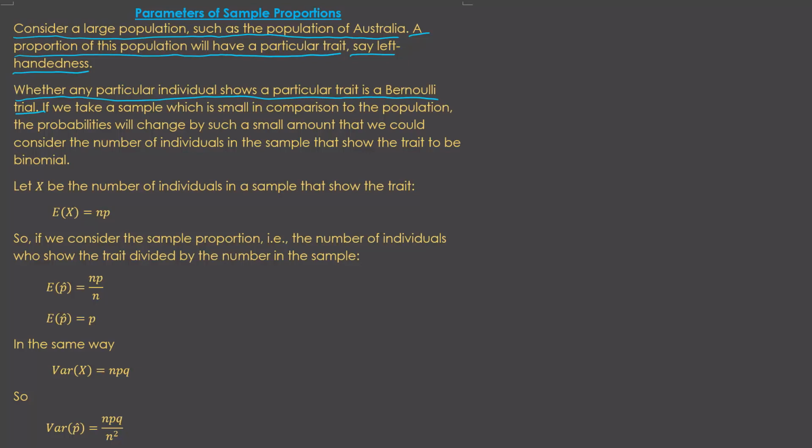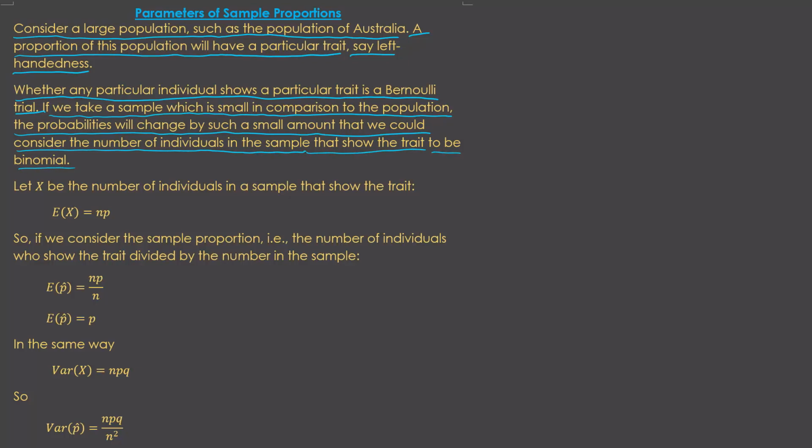People are either left or right-handed, and yes, some people are ambidextrous, but even so, they would have a preferred hand. If we take a sample which is small in comparison to the population, the probabilities will change by such a small amount that we could consider the number of individuals in the sample that show the trait to be binomial.